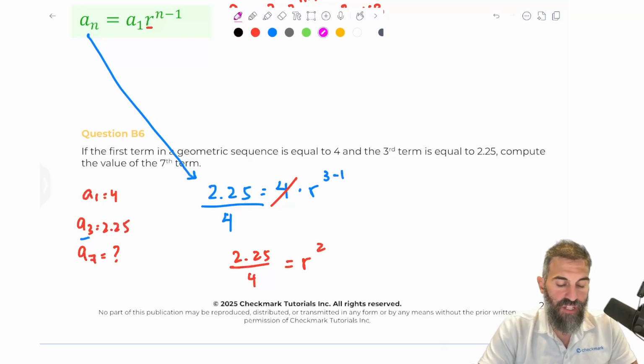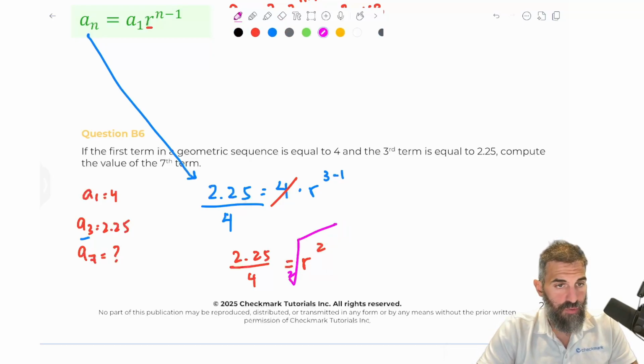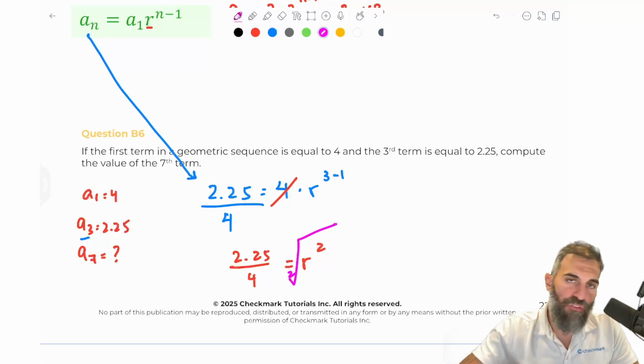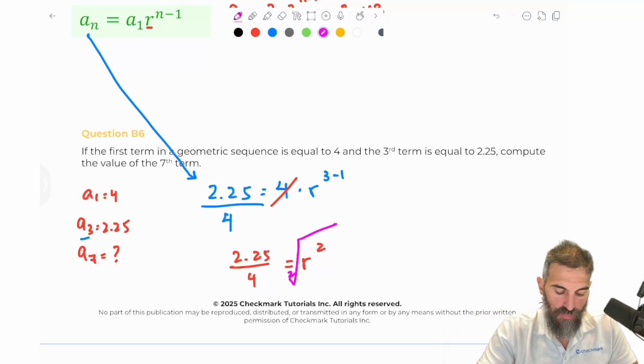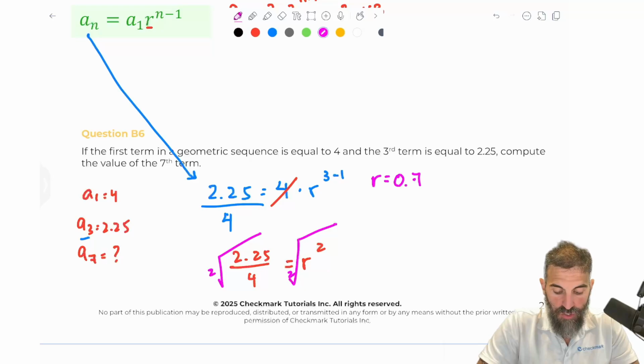And then you want to get rid of that square, so you can square root, you can cube root, you can take that whole thing, whatever the exponent is, and put it to the power of 1 over that. Or if you prefer the roots, it's a square root. But it could be a cube root, a 4th root, a 5th root, whatever. If you do it on that side, you also have to do it on this side. So your rate is the square root of 2.25 over 4. So it's 0.75. That is your rate of change.